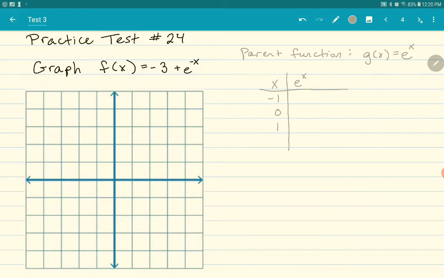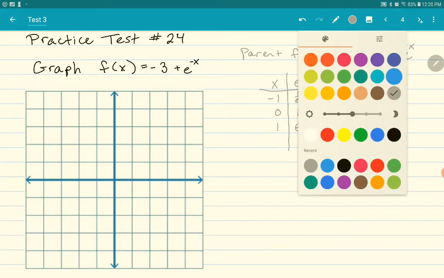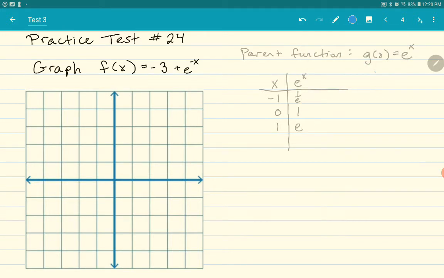When we plug in a -1 into e to the x, we get 1 over e. When we plug in 0, we get 1. And when I plug in a 1, I get e. And I want to transform it in two ways. I want to put the negative in front of the x. So our next function has e to the negative x.